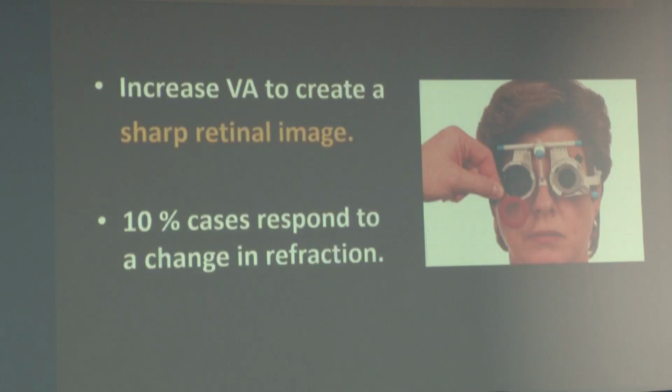So coming to refraction, whenever you refract a patient with low vision, we should not use a phoropter to take out his best corrected visual acuity. We should use large frame glasses. After giving a proper refraction, the advantage is that it increases the visual acuity to create a very sharp retinal image.